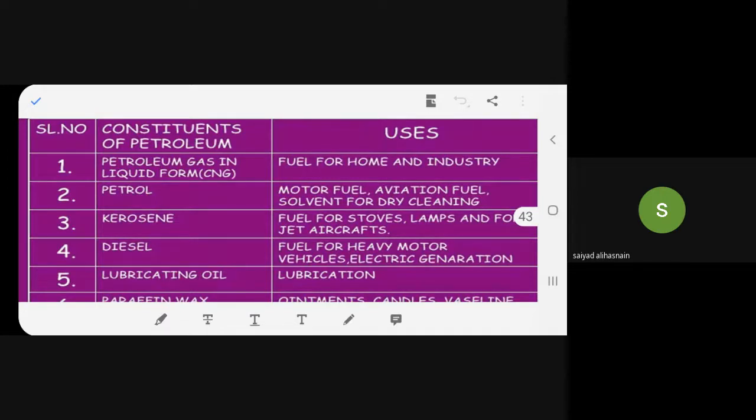Hello? Yes, ma'am. Okay. Where are we using it, beta? Home and industry. So we're using it for our gas stove. For cooking purpose, we're using it at home, the CNG.